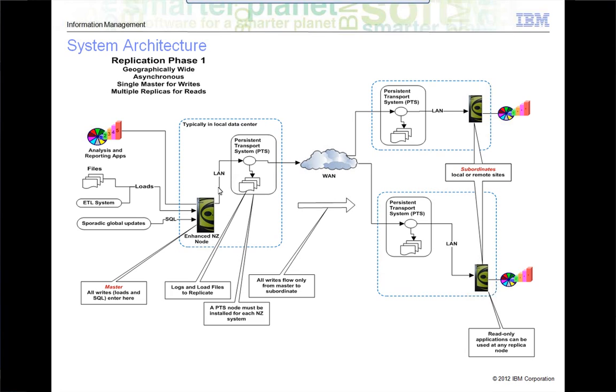And the important thing is all the writes flow only from master to subordinate. So in this version of replication, it is only unidirectional, meaning transactions can go only from master to the subordinate and not the other way around. And you can have only one master in this release. So your update transactions can be executed only against one Netezza appliance designated as master. So again, in this case, you have two subordinates, and read-only applications can be used on any subordinate node.